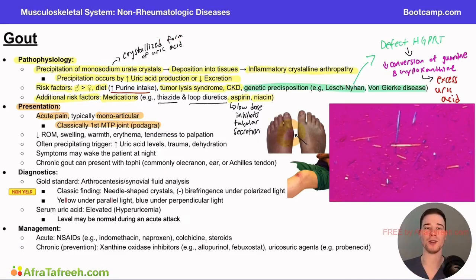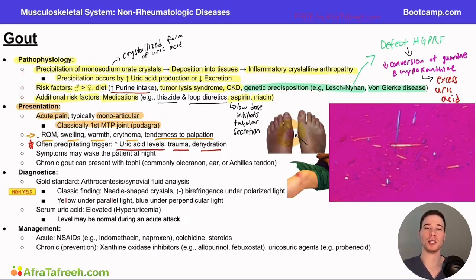Now, the symptoms are going to present very similarly to a lot of other joint pathology. So you're going to expect to see decreased range of motion, swelling, warmth, erythema, and tenderness to palpation. Key point to keep in mind here, there is often a precipitating trigger, so increased uric acid levels, trauma, or dehydration. We talked about a variety of different things up here that can cause increased uric acid levels. But think about trauma to the joint.